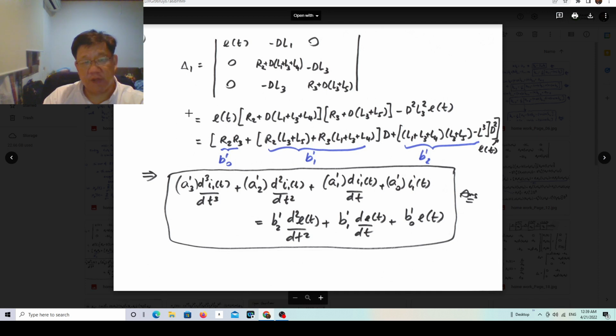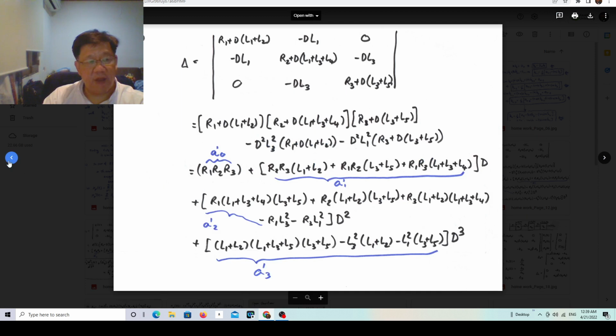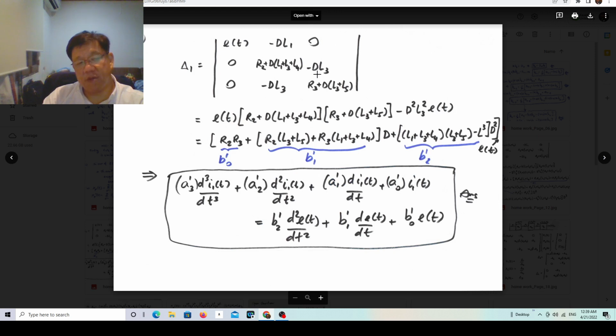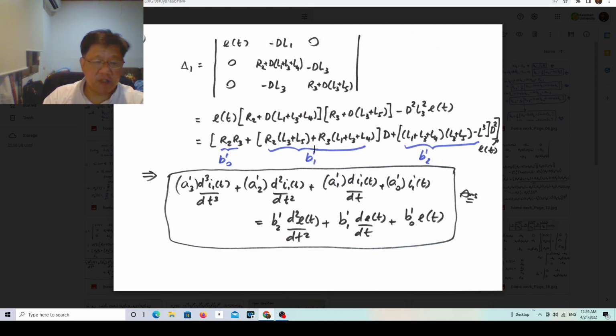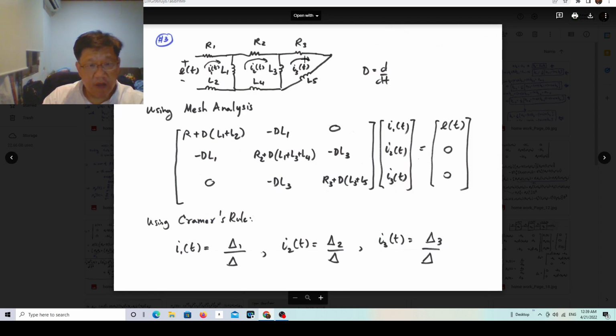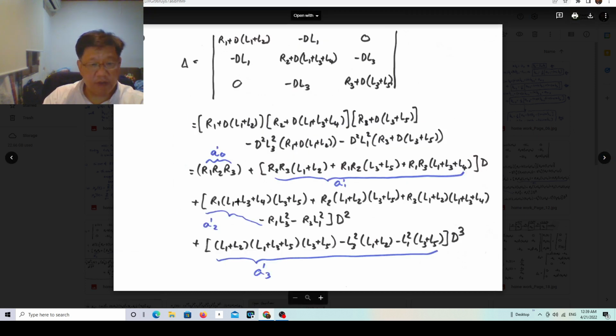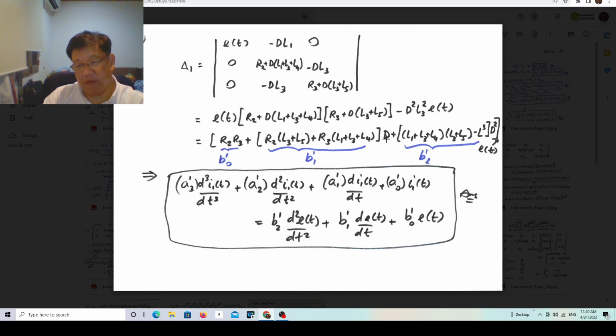Then we find delta 1 by replacing the first column with the right hand side function, and you get the determinant of this matrix. To simplify, because it's already a function of the system parameters, which consist of the 3 resistances and the 5 inductances, delta is in a general form for those 8 parameters. Delta 1 is also in a general form, with D as d by dt.